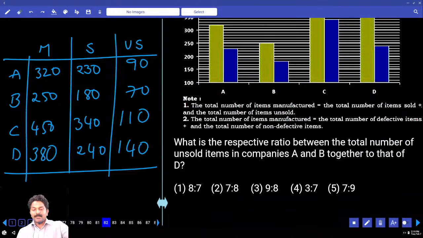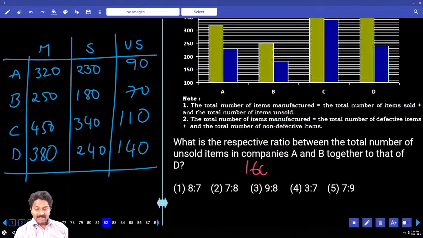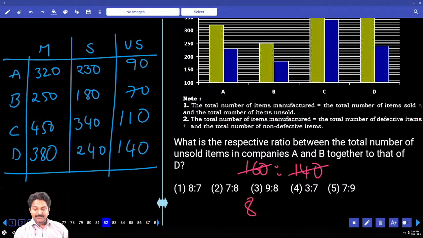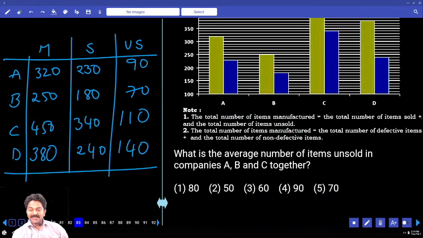What is the respective ratio between the total number of unsold items in A and B together to that of D? Unsold in A and B together, 90 plus 70, 160. Unsold in D, 140. 20, 8 times, 20, 7 times, so 8 is to 7, first option. What is the average number of items unsold in A, B, C together? Unsold A, B, C: 110 plus 90, 200, plus 70, average by 3.